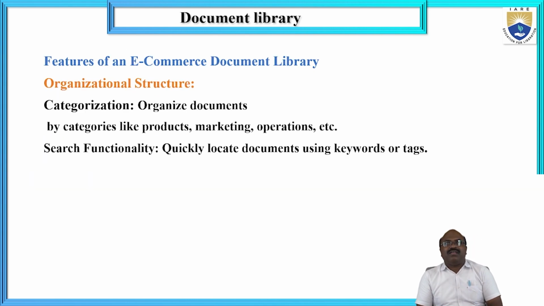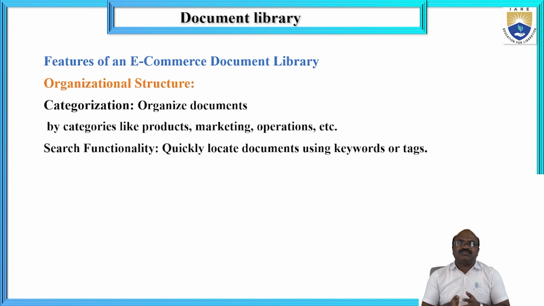The document library features of e-commerce documents: one is the organizational structures. The organizational structure is the most important thing in the categorization of the documents. Categorizing and organizing documents by categories like product, marketing, operations, etc. is also most important.